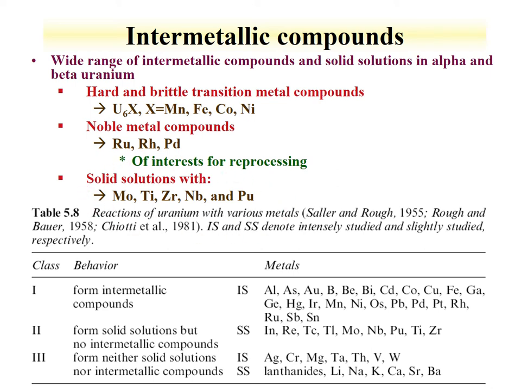And here's a table that says what metals form those compounds. So intermetallics are formed with all these metals. Solid solutions tend to be formed with these metals. And phases that separate tend to be formed with these metals. So for instance, in metallic fuel, the lanthanides, shown here, as they're being produced, will phase separate and form different phases in uranium metal.